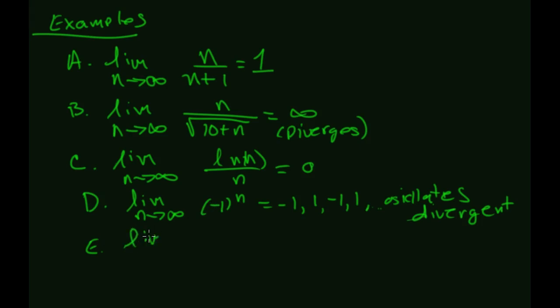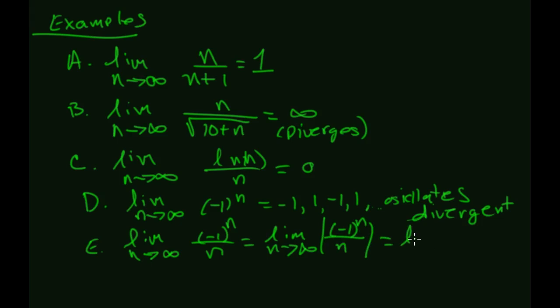So let's take the limit as n approaches infinity of (-1)^n over n, right? Well, this, according to the earlier theorem, is going to be the same as the absolute value of it, so long as that absolute value happens to go to 0, and the limit as n approaches infinity of 1 over n is 0. So this whole thing ends up being 0.